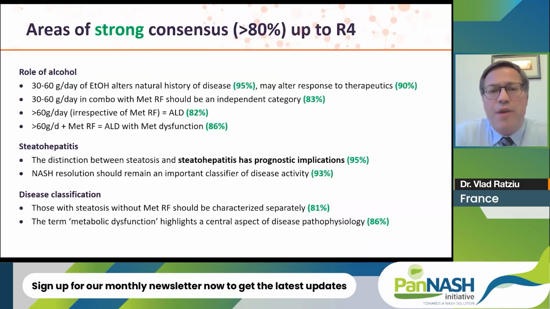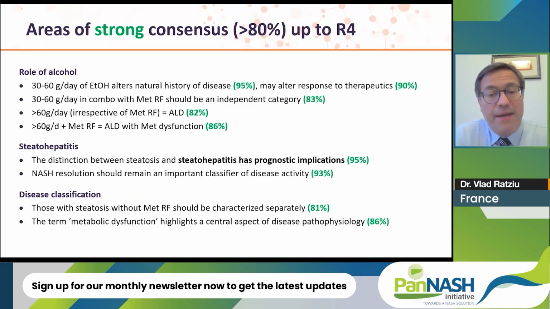Now, there are some areas where there was very strong consensus among the 264 voters, and those are very important areas for the definition of the disease. First, the role of alcohol. It is clear for everybody that consuming amounts of alcohol that are not excessive, but that are above the current threshold that is part of the current definition, meaning 20 and 30 grams per day for women and men, clearly alters the natural history of the disease and may also alter the response to future drugs. Another important thing people all agreed is that this moderate consumption of daily alcohol, if combined with metabolic risk factors, should be an independent category because it has additive deleterious effects on liver injury.